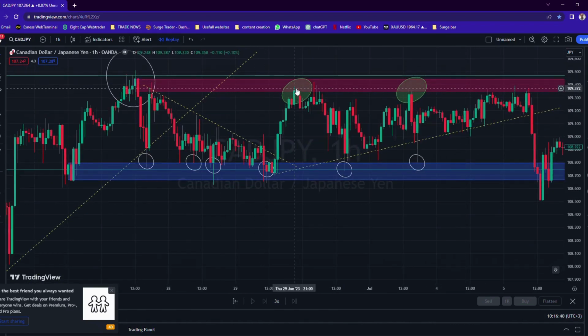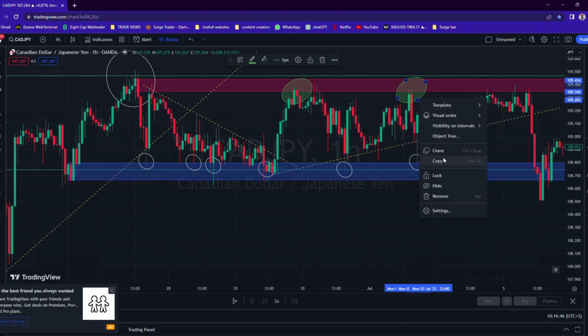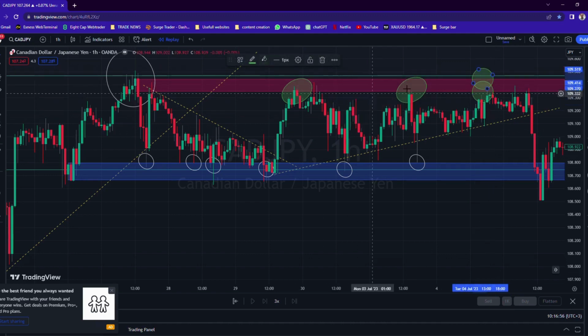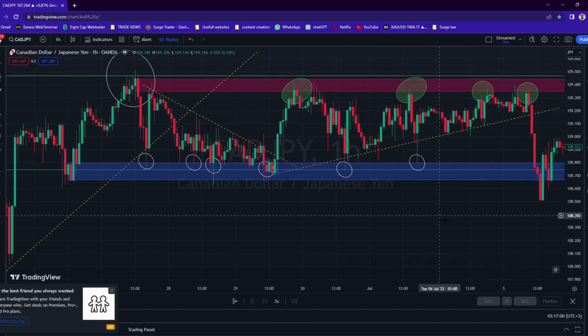New high, resistance holding, resistance holding, resistance is holding all the way. Now all these are clear indications of a range that has already formed. So how do you capitalize on that? How do you capitalize on that range?